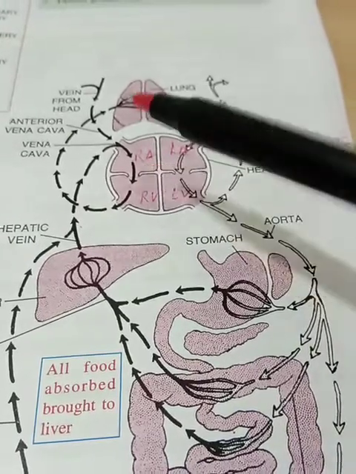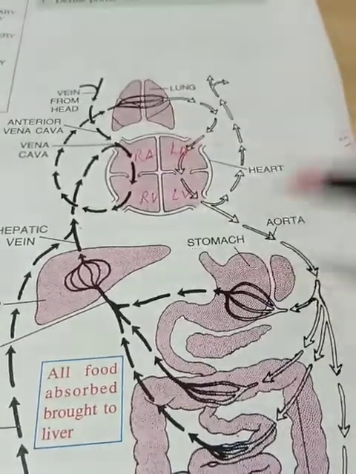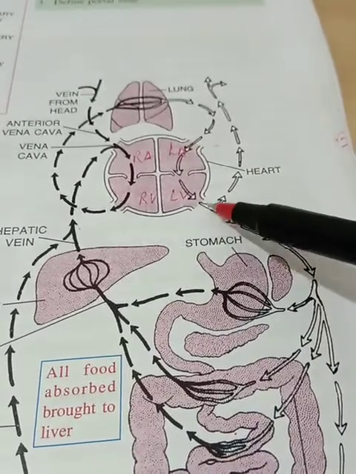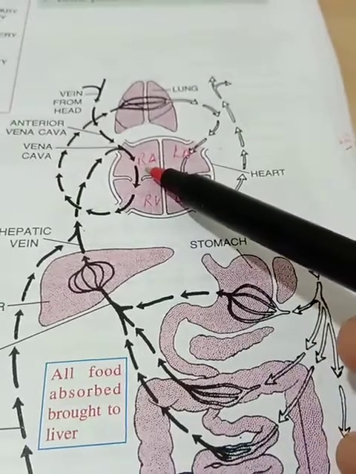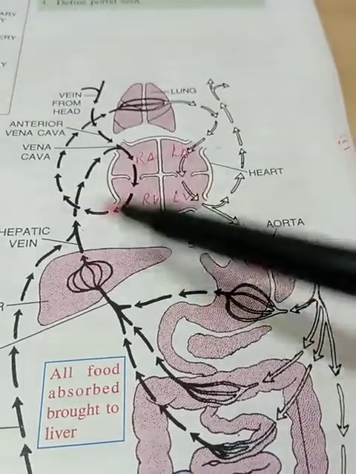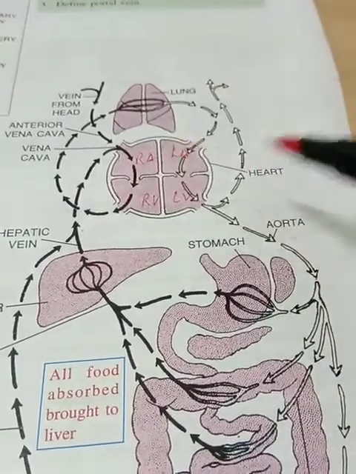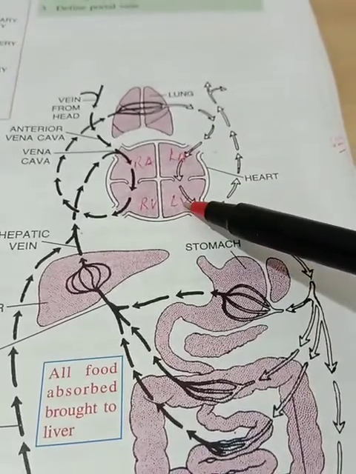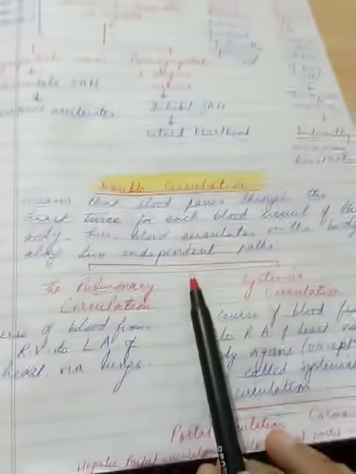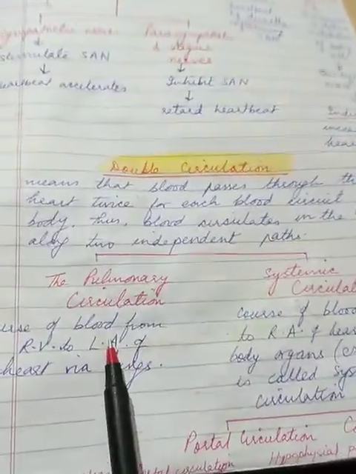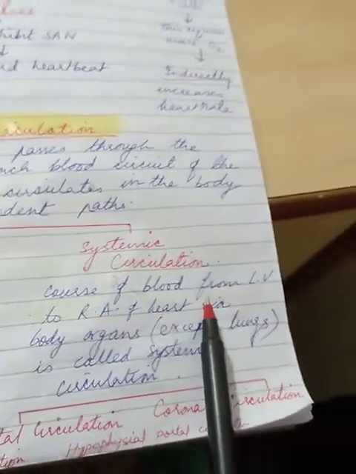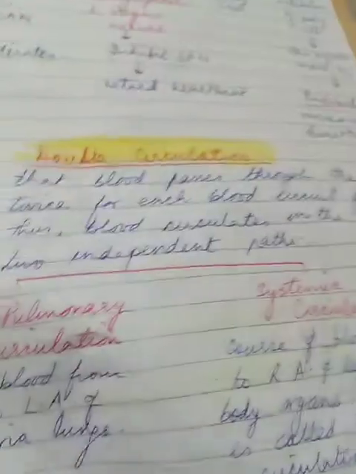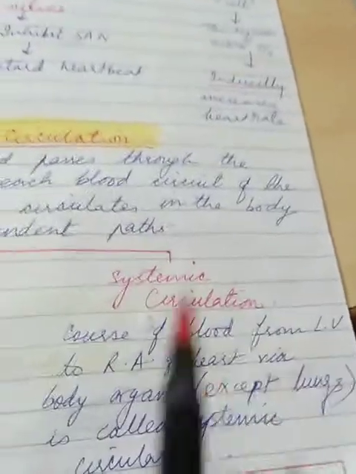We know it, the superior and inferior vena cava. So this circulation that started from the left ventricle to the heart, that is the right auricle, and that is through the entire system of the body except the lungs, is called the systemic circulation. Alright, so I hope you have understood this part, children, that what is double circulation, what is pulmonary, and what is systemic circulation. Right, under systemic circulation we have two more things to understand, children.